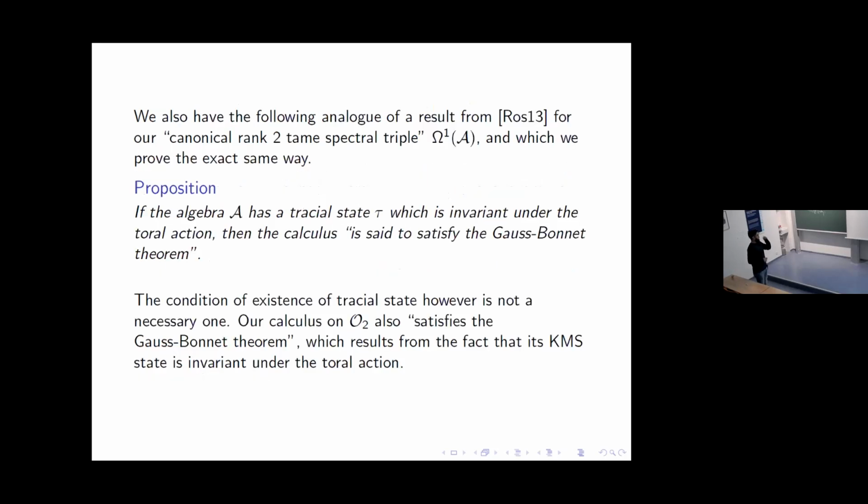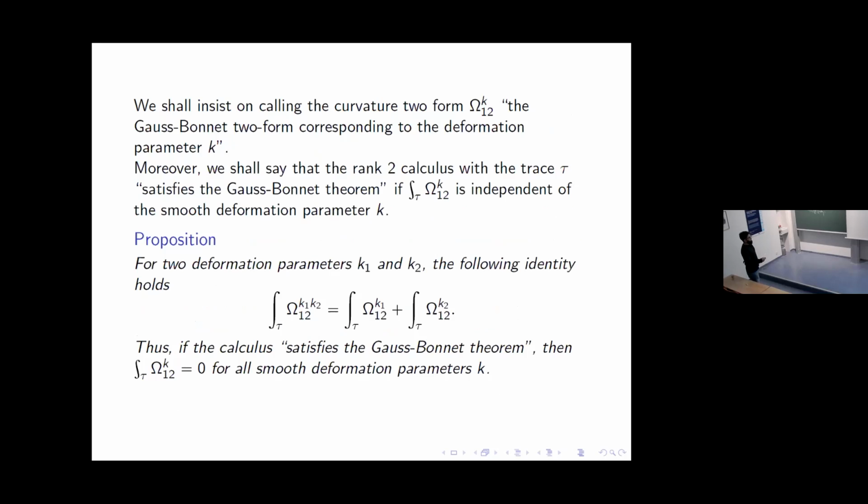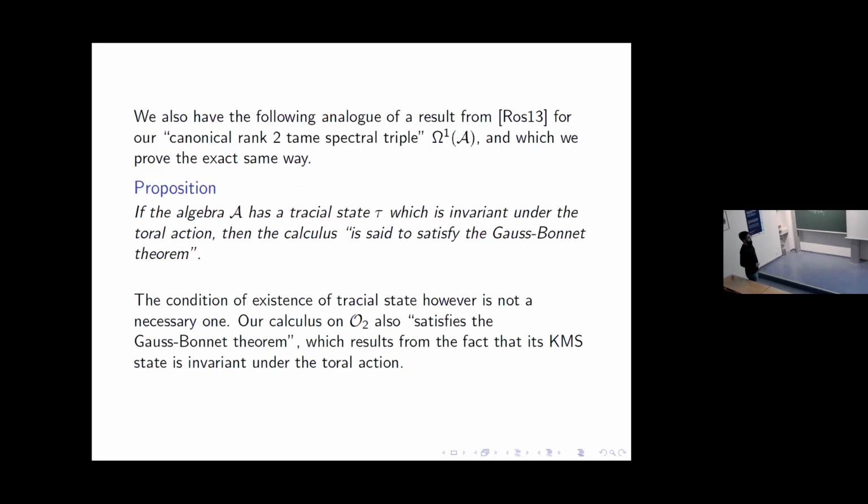And lastly, we have an analogous result to a result by Rosenberg, for any algebra A which admits a canonical tame 2 spectral triple, and not just the non-commutative tori. If the algebra A has a tracial state which is invariant under the toral action, then this integral of omega_k,12 is equal to 0. However, since our class is bigger than just the non-commutative torus, the condition of the existence of a tracial state is not a necessary one. As an example, our calculus on O2 also satisfies the Gauss-Bonnet theorem, and this follows from the fact that its KMS state is invariant under the toral action.